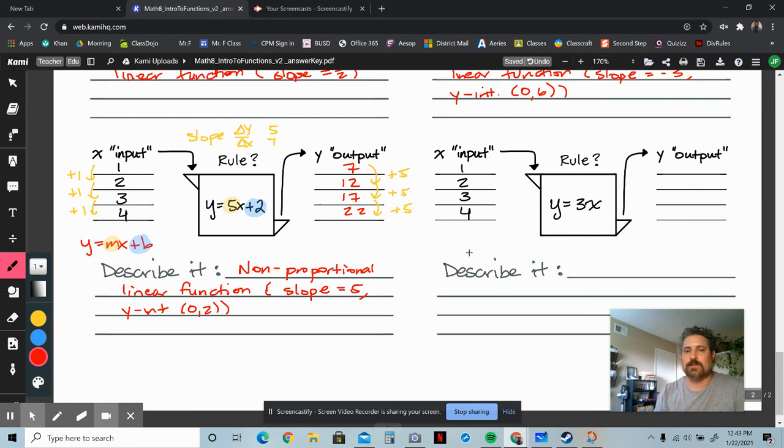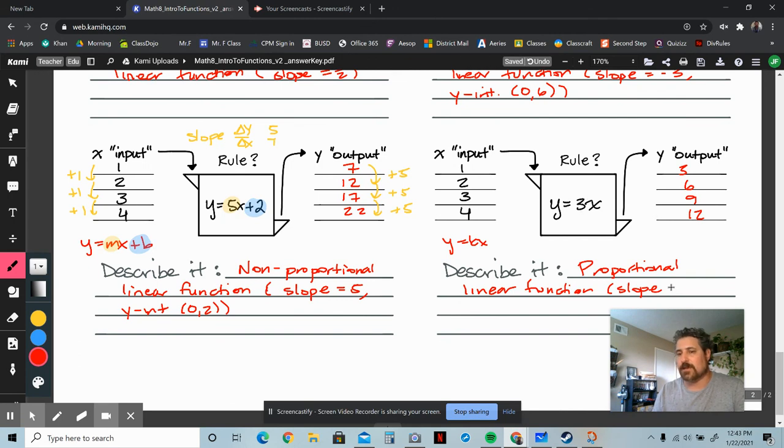And last but not least, we have a y equals kx proportional relationship here. So hopefully you guys are recognizing all these different functions by now. This one's going to be a proportional linear function because it does go through the origin and the ratio is always staying the same. And if we were to plug in to find out what the outputs are, you literally just multiply by 3. So 1 times 3 is 3, 2 times 3 is 6, 3 times 3 is 9, and 4 times 3 is 12.